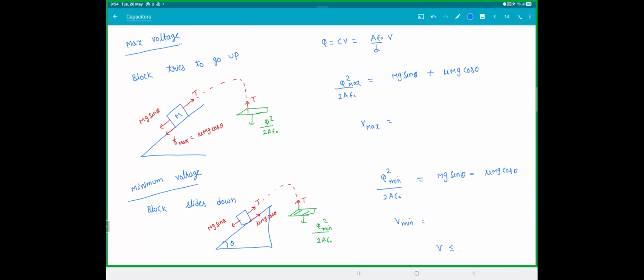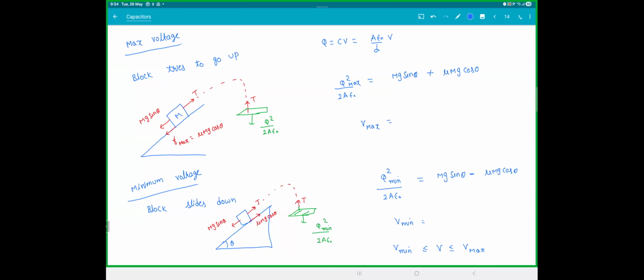So your answer will lie between V max and V minimum. That's the main thing. You should realize you'll get a range. If you got that, your job's done. All clear with the process. So the only thing you used is q square by 2a epsilon. Everything else is friction ka problem only.